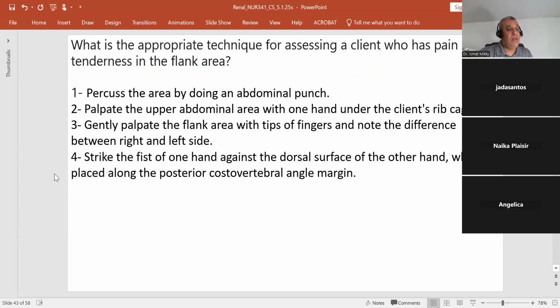So the question: what is the appropriate technique for assessing the client who has pain and tenderness in the flank area? This is a general question, in anticipation that, given this flank area, there are kidneys, so we have to think of assessing the kidney involvement of some type of disease. So this is like an assessment question. What would be the appropriate technique? A patient who has tenderness and pain in the flank area.